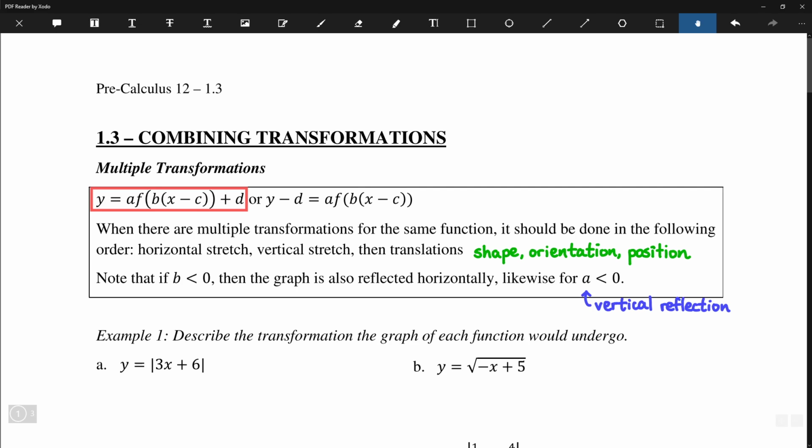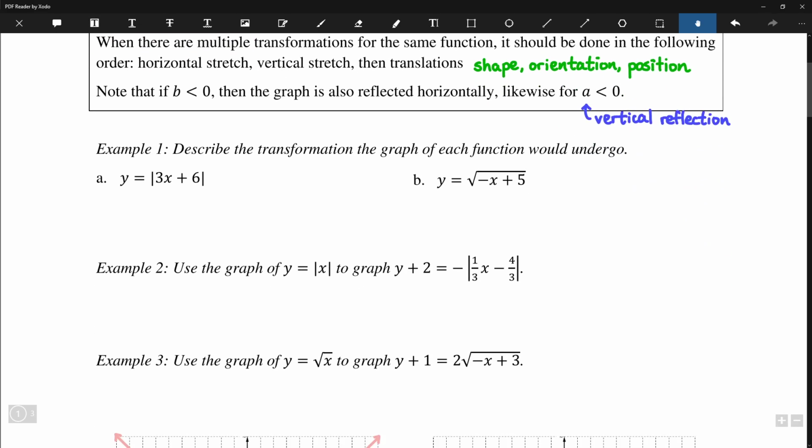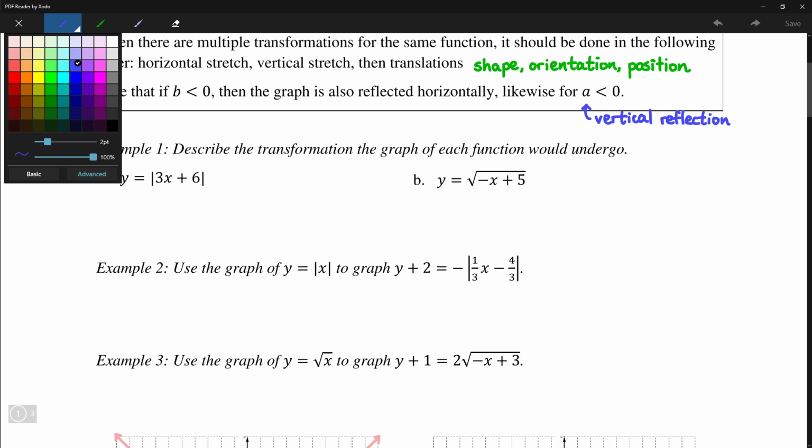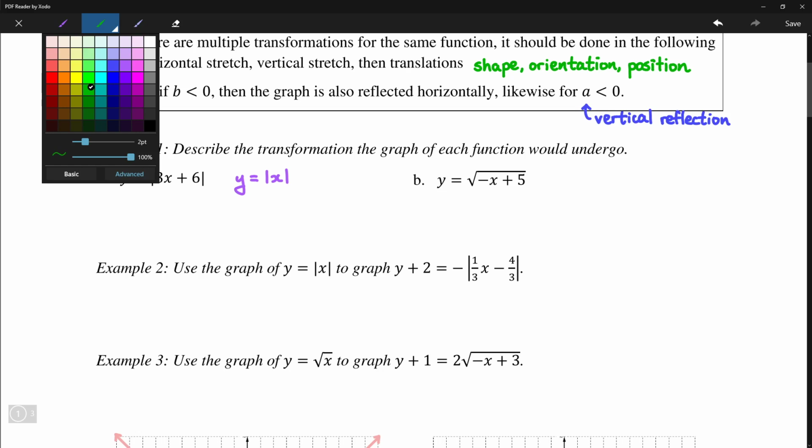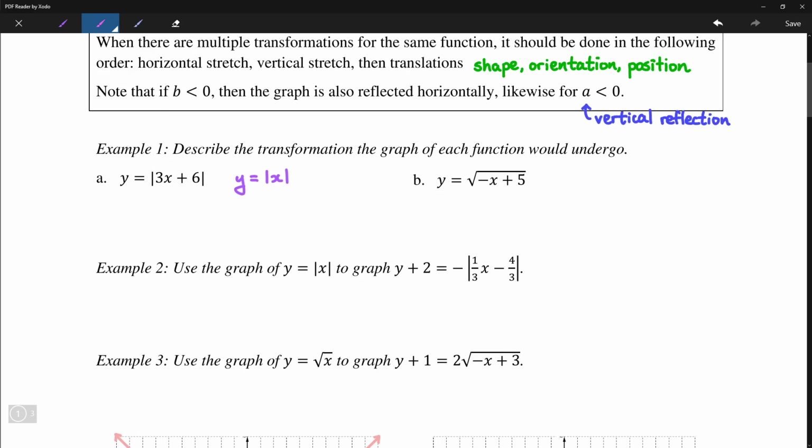Okay, so let's look at some examples. Example 1, describe the transformation of the graph each function would undergo. In order to do that, we have a base function. In the case of example 1a, that will be y equals the absolute value of x. And in the second example here, the base function would be y equals the square root of x.